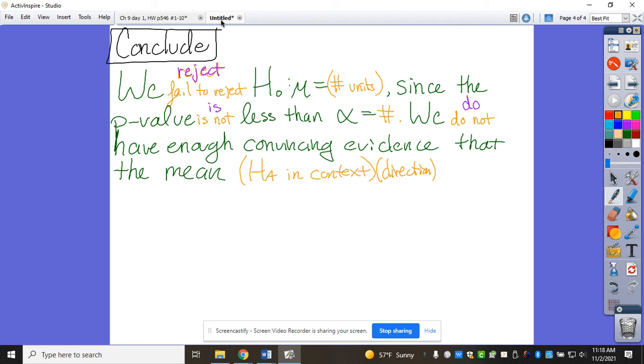So from the court case example, this would be, we reject the fact that they're innocent since the p-value is less than alpha, which means we do have enough convincing evidence that they are guilty, or we fail to reject the fact that they are innocent since the p-value is not less than alpha, which means we do not have enough convincing evidence that they're guilty.